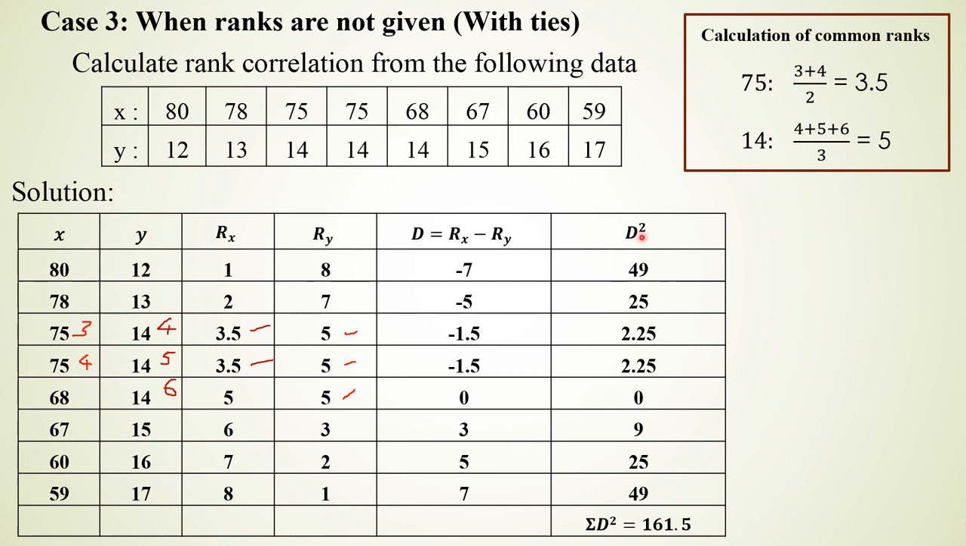Now let me consider the square of these differences. Minus 7 whole square is 49. Minus 5 whole square is 25. Minus 1.5 whole square is 2.25. 3 square is 9. 5 square is 25. 7 square is 49. Now just take the sum of the squares of these differences, that is equal to 161.5. Now let me compute the rank correlation coefficient.